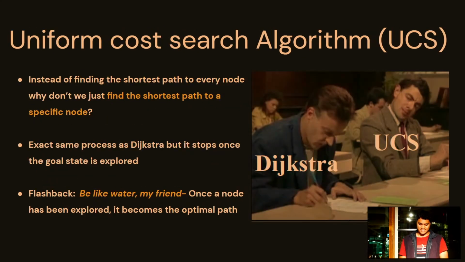So introducing the next algorithm, which is the uniform cost search algorithm. Instead of finding the shortest path to all the nodes, why don't we just find the shortest path to a specific node? It's the exact same process as Dijkstra, but as soon as you find the node you're looking for, you just stop the algorithm because you don't care about the other nodes.